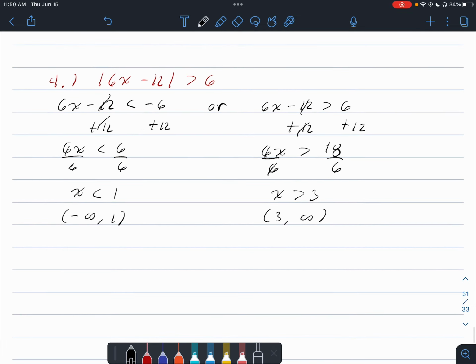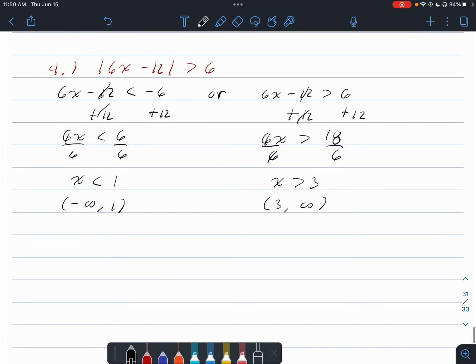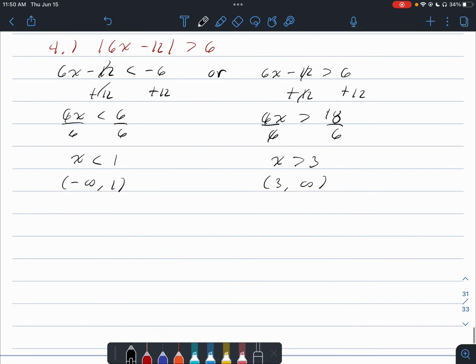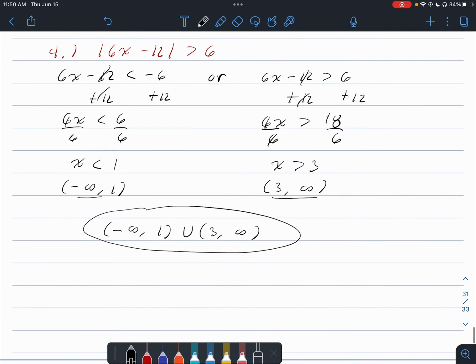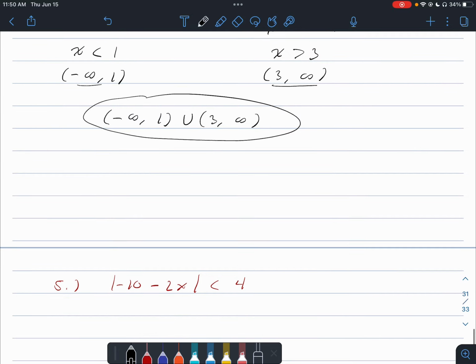But remember, we want all values that satisfy either of these, not both at the same time, but either one. So we would actually just say our final answer is these two unioned together. So we have -infinity to 1 unioned with 3 to infinity. Or you can write this as a graph if you want. We can do that as well.